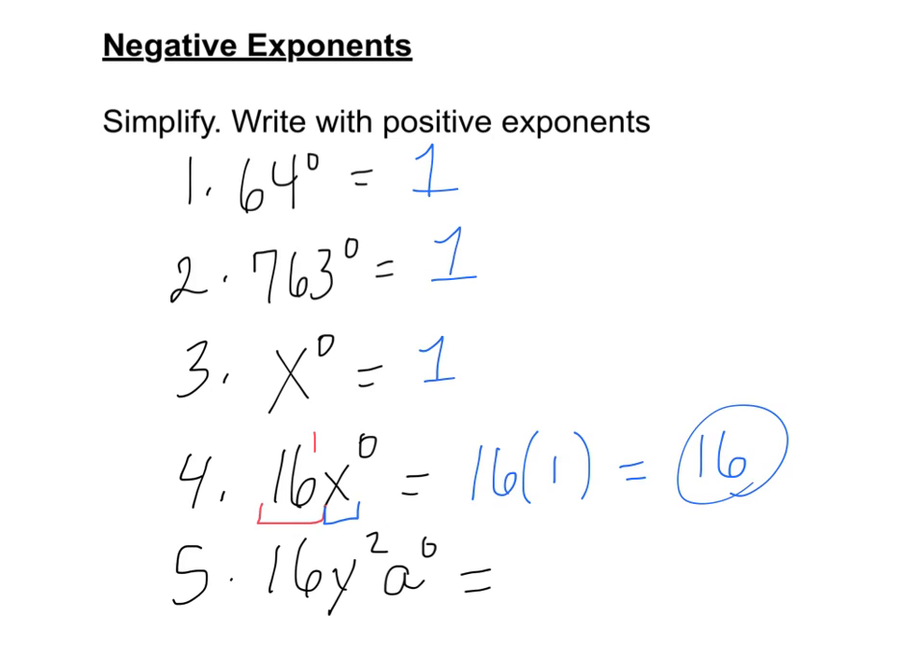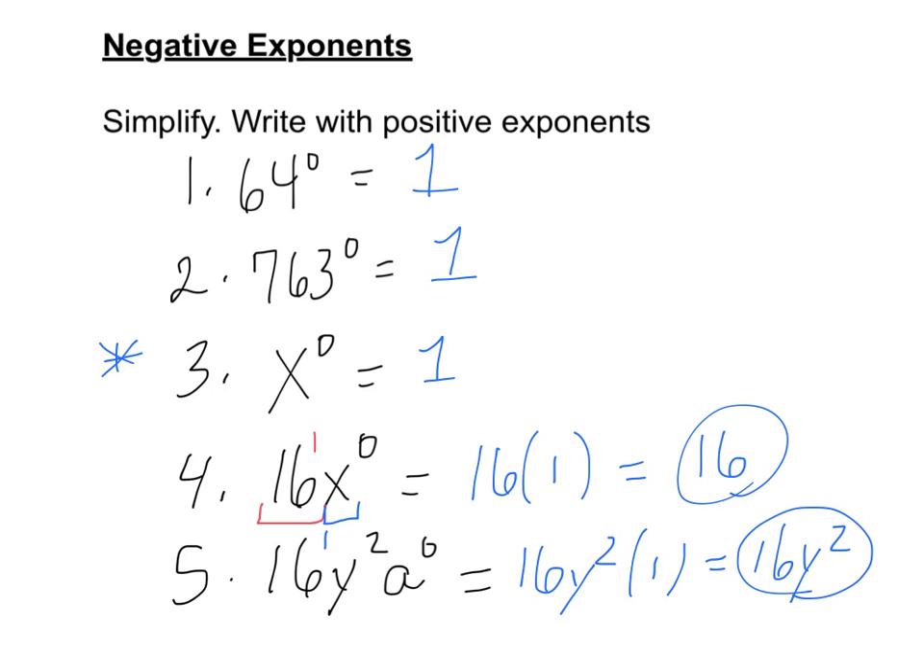If you take a look at number 5, you have 16y to the second power and then a to the 0 power. 16 again is raised to the first power, so we can simply write that out: 16 times y squared. Nothing to do with y squared. And then we have this a to the 0 power. Anything raised to the 0 power, we said, was 1. So we'll multiply that by 1, which will result in 16y squared. So notice these relationships here. Just because we have something raised to the 0 power, that doesn't make the entire expression equal to 1. So be very careful moving forward.